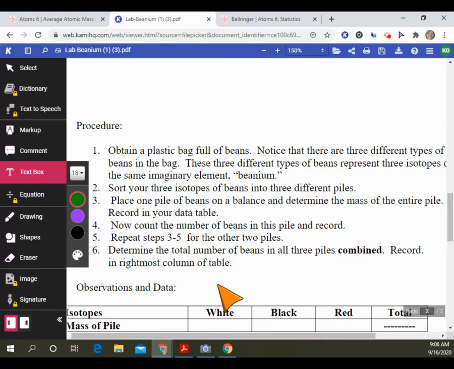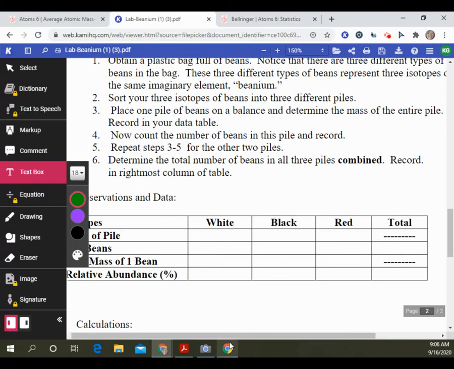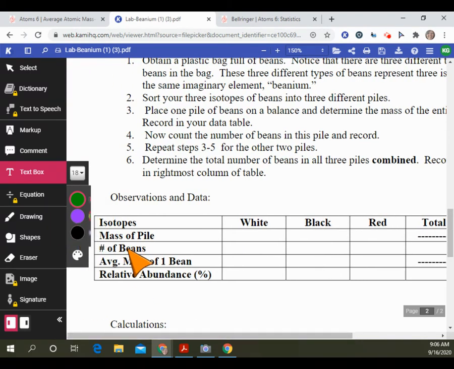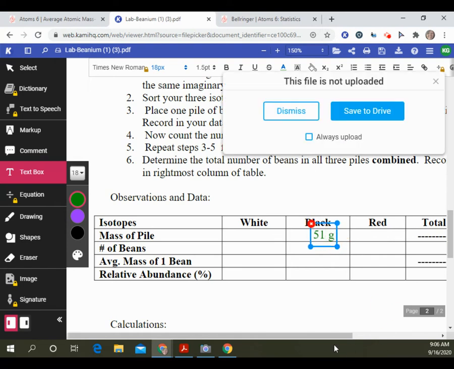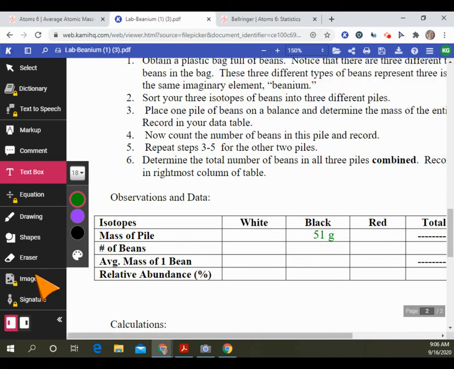So we'll come back to our data table. And let's make sure we look. The mass of the pile of black beans was 51 grams. Then it asks me to find the number of beans. Oh, goodness. We're going to have to count them. We'll push pause on that for a second.